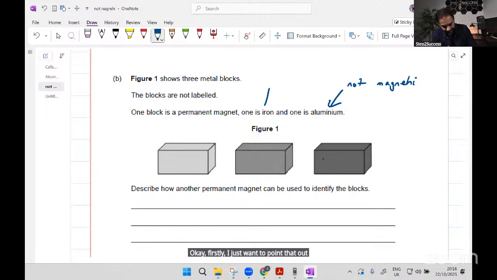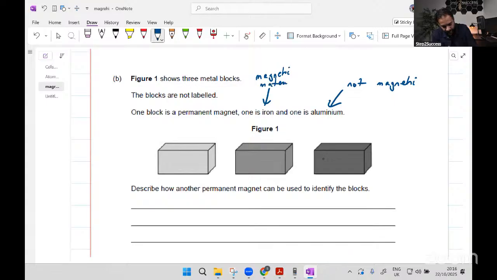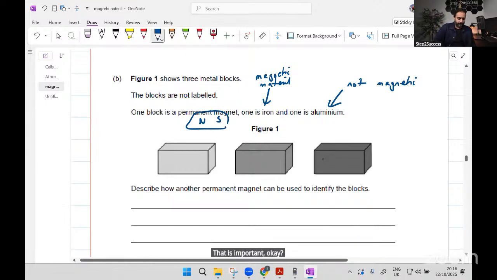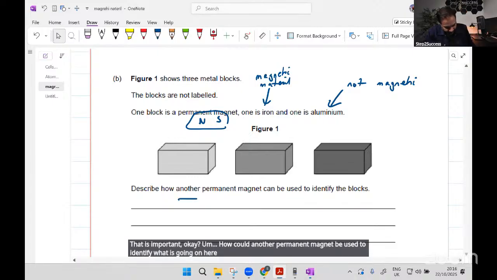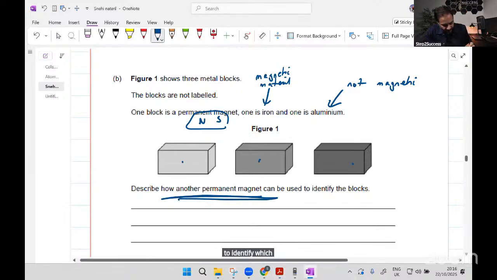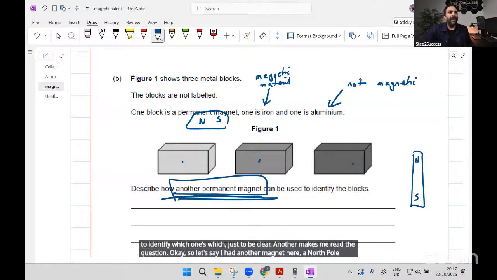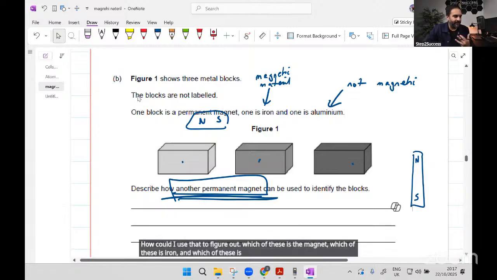Iron is magnetic. This is a magnetic material. And a permanent magnet, what you need to understand is a permanent magnet has a north and a south pole. That is important. How could another permanent magnet be used to identify what is going on here? Let's say I had another magnet here, a north pole and a south pole. How could I use that to figure out which of these is the magnet, which of these is iron, and which of these is aluminium?